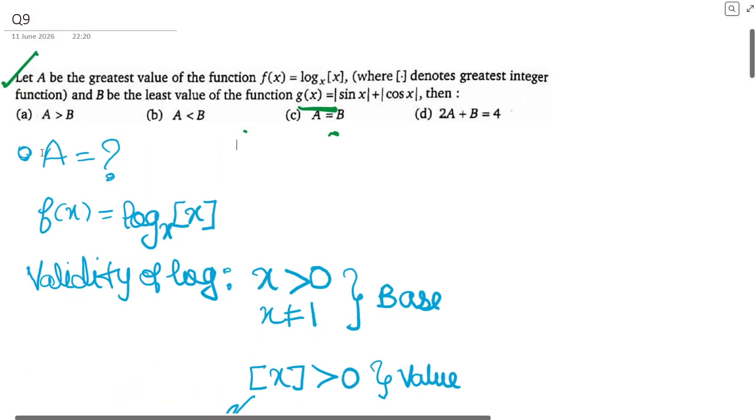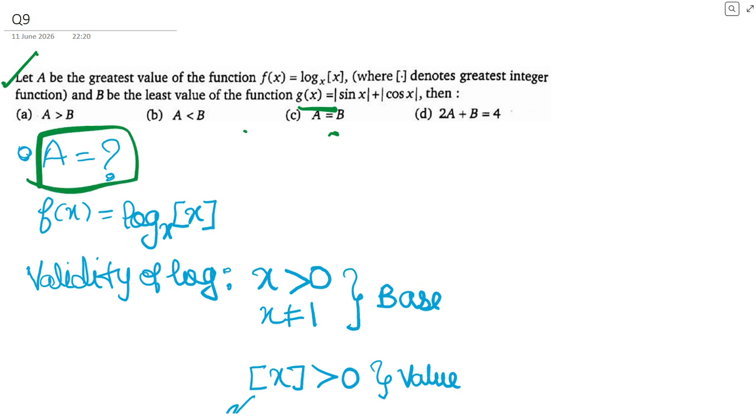Firstly, we'll solve A by solving f(x), then we'll see B. So let's first solve what is A. Our f(x) is this. Now we can see that there is a variable on the upper part of the log and also at the base. So we cannot directly put some random number in the log. Both the upper part and the base must follow certain rules.